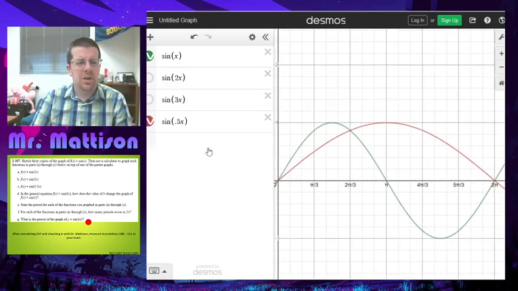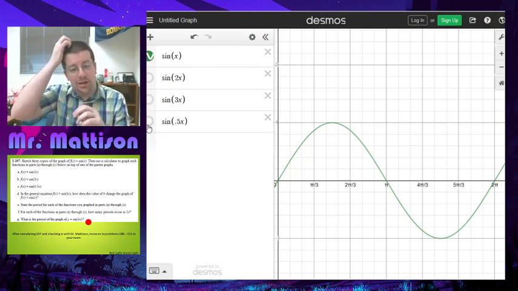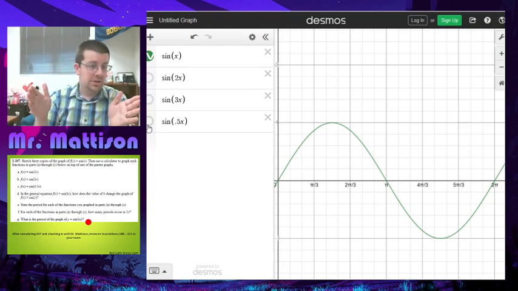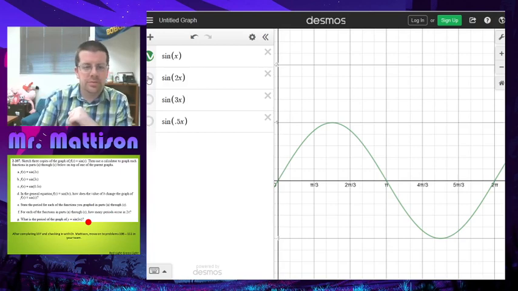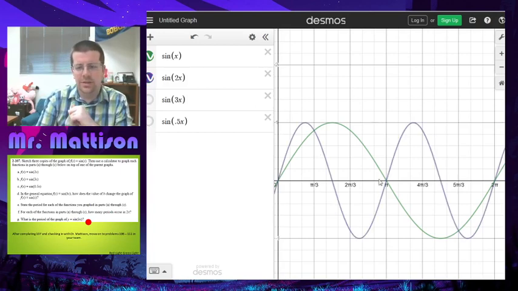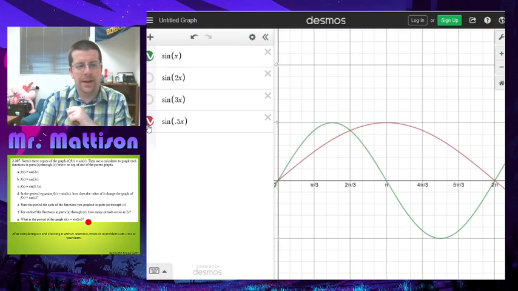So let's talk about what we can hopefully see. So we're trying to find two things here. We're trying to find how many cycles are in the base period of 2 pi. And then secondly, what is the new period going to be? So for 2x, I had 2 cycles. For 3x, I had 3 cycles. For 0.5x, I had 0.5 cycles. Hopefully that one's pretty easy, right?